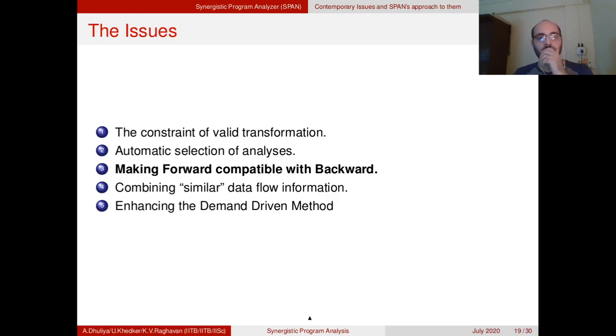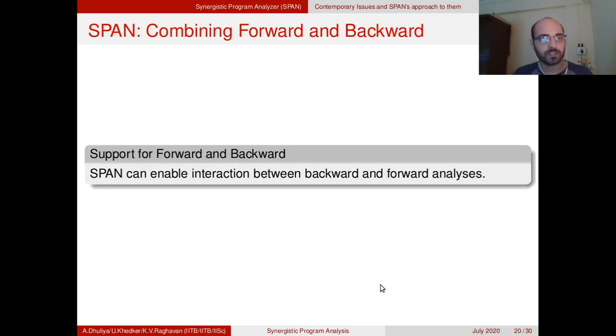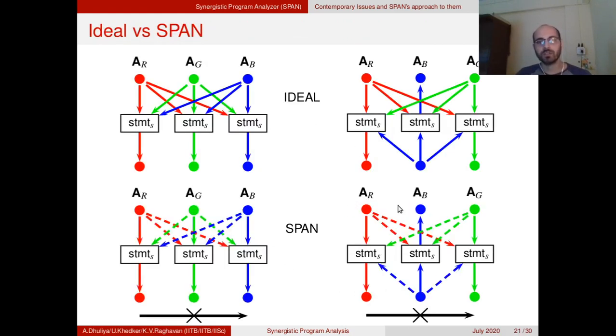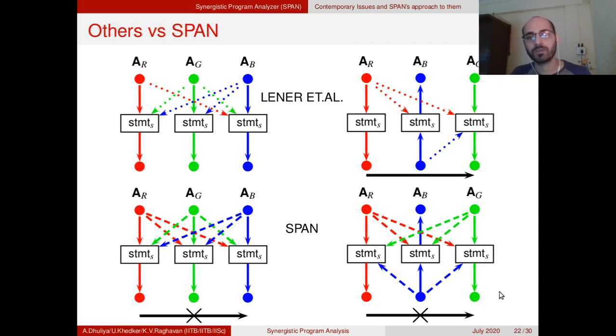One of the issues most frameworks can't handle is making forward analyses compatible with backward ones. A forward analysis cannot communicate with a backward analysis, and you have to introduce a phase. SPAN can enable interaction between backward and forward analyses. Compared to the ideal solution, if you have a backward analysis in the mix, you can run it along with the forward analysis in the same phase without introducing a new phase. With respect to the others, if you have even one backward analysis, you will have to introduce phases.